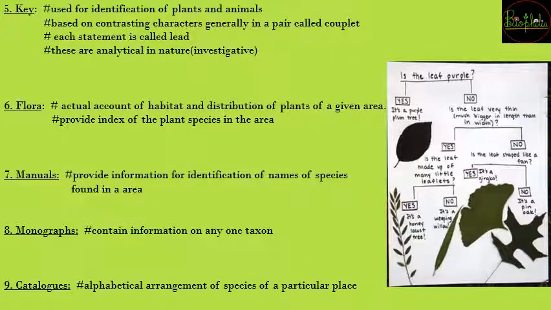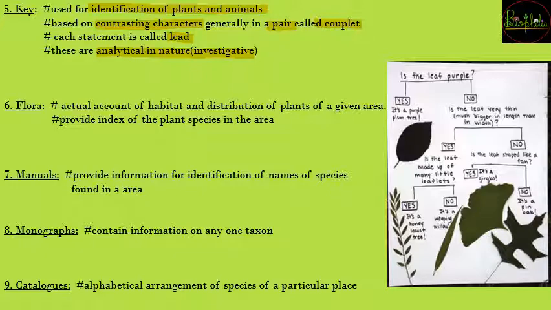Let's move on with the fifth taxonomic aid, that is key. Key is going to be used for identification of plants and animals that are going to be based on the characteristics that are contrasting, and these contrasting characters in a pair are called a couplet. अब couplet के हर पेयर में से एक स्टेटमेंट को अगर उठाया जाए तो that would be called a lead. Now, a very important feature of key is that it is analytical in nature. That is, you are actually investigating to find out the identification of the particular specimen.